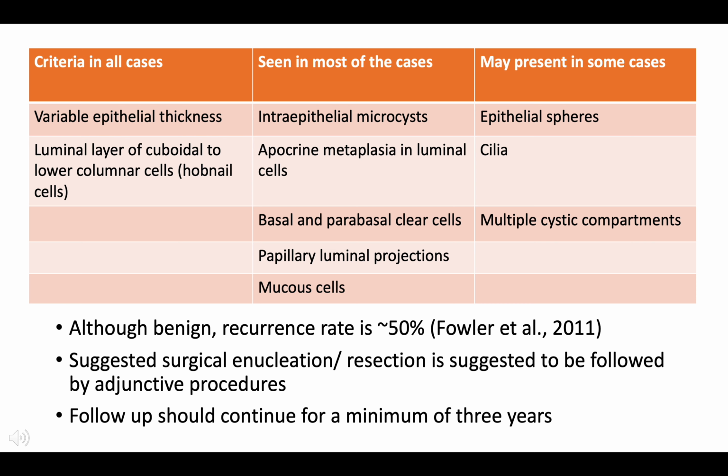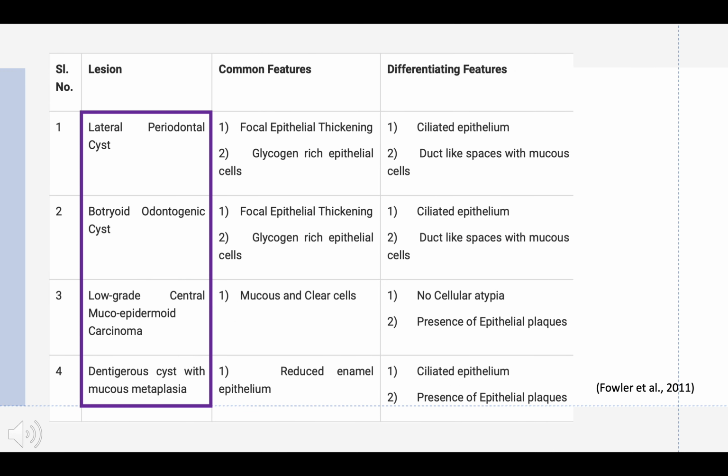It is a benign lesion, but the recurrence rate is very high, so it has been suggested for surgical enucleation or resection to be followed by adjunctive procedures such as radiotherapy, and there should be follow-up for a minimum of 3 years. Differential diagnosis of GOC also includes lateral periodontal cyst, botryoid odontogenic cyst, low-grade central mucoepidermoid carcinoma, as well as dentigerous cyst with mucous metaplasia.